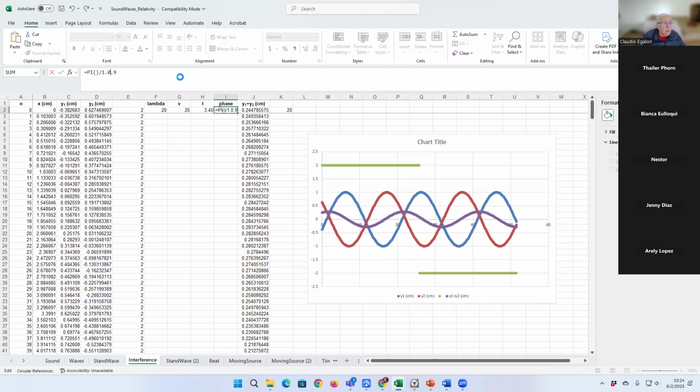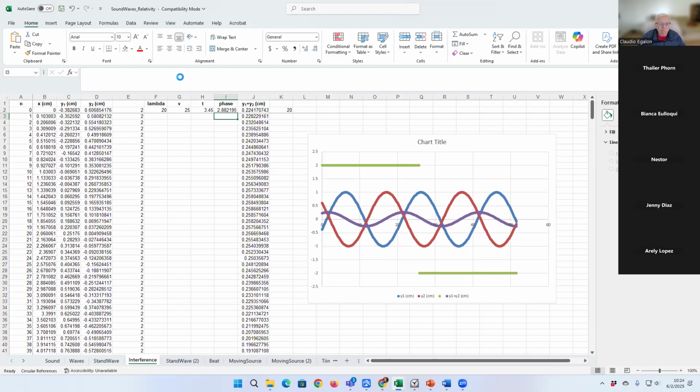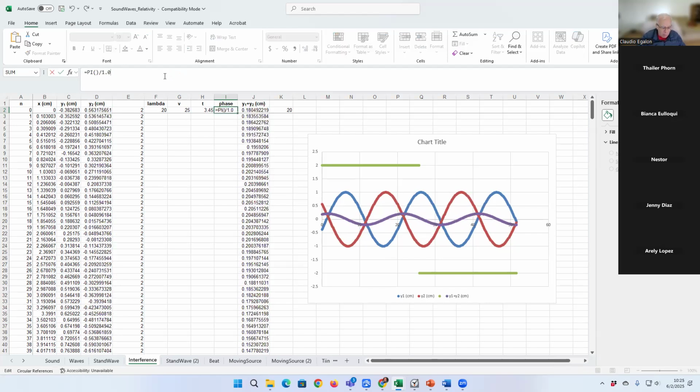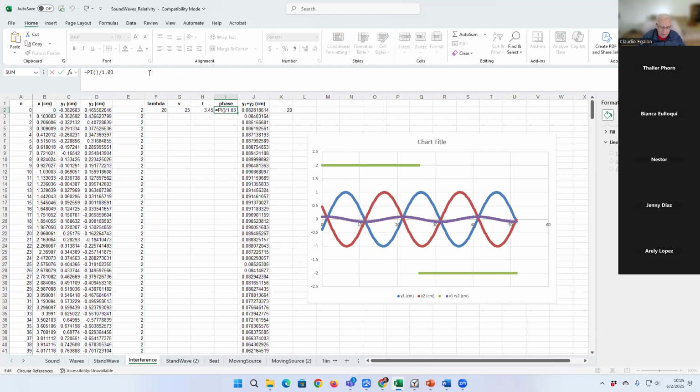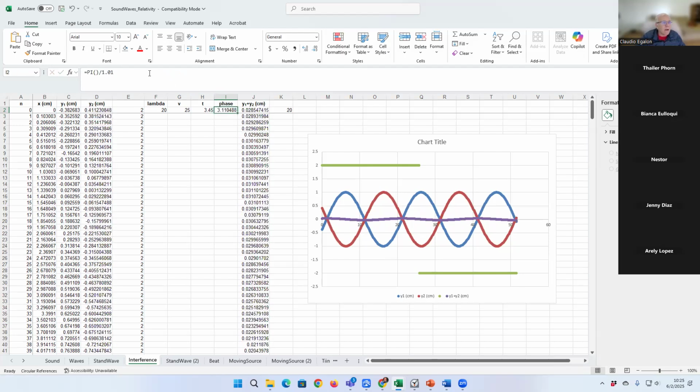1.09 divided by 1.07 divided by 1.05 divided by 1.03 divided by 1.01 divided by 1.00.